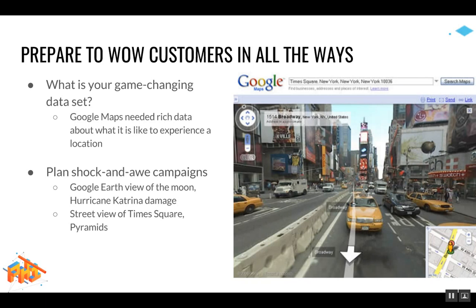They gave you street views of Times Square and the pyramids. The Street View camera was something that at the time seemed ridiculous, and it seemed like an unnecessary expenditure, but the reality is that it gives you rich contextual data in a way that you can't get any other way.